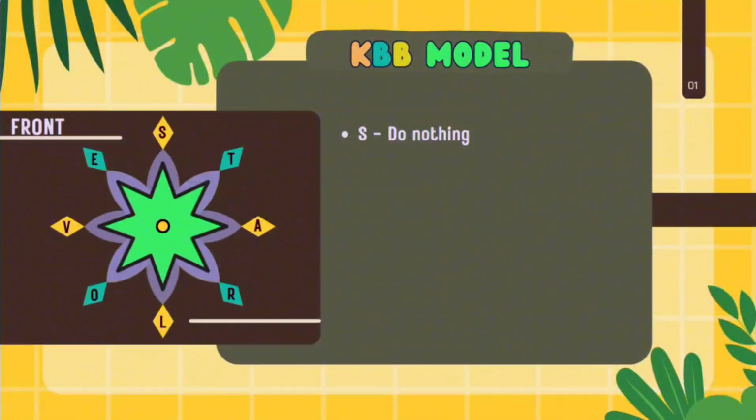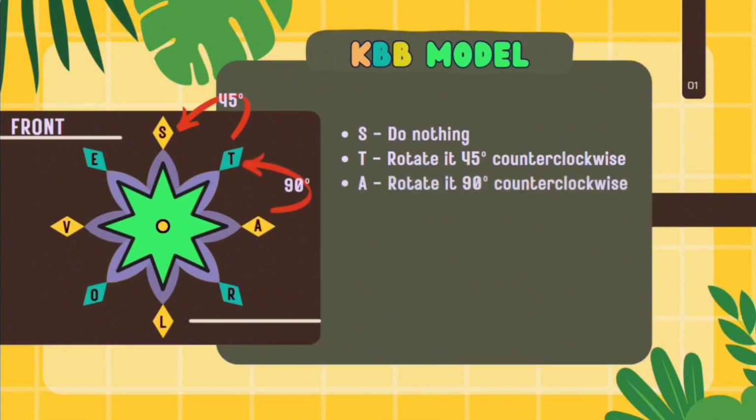Here are the movements of my geometric model. Front area and its rotation. Let's start with the S. Do nothing. T, rotate it 45 degrees counterclockwise. A, rotate it 90 degrees counterclockwise. R, rotate it 135 degrees counterclockwise.